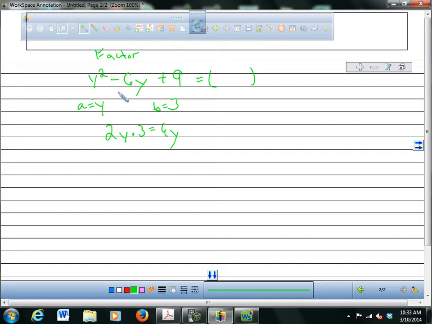Ian! 3. Positive or negative? Positive. No. Oh. Negative, right? So this is just y minus 3 squared, because this is equal to y minus 3 times y minus 3, right? Because if I FOIL this out, I get y squared minus 3y minus 3y again plus 9. So if there's a minus in the middle, that means that this must have been a minus to begin with. Yeah? It's not that hard, is it? It's making sense.